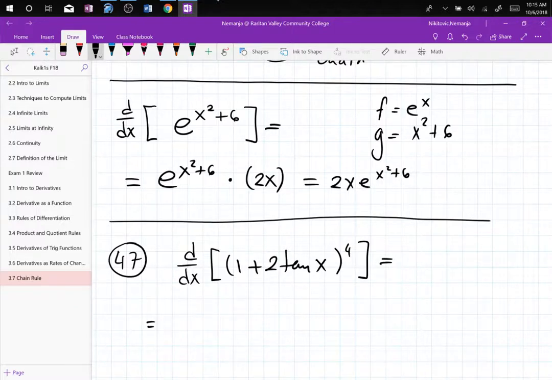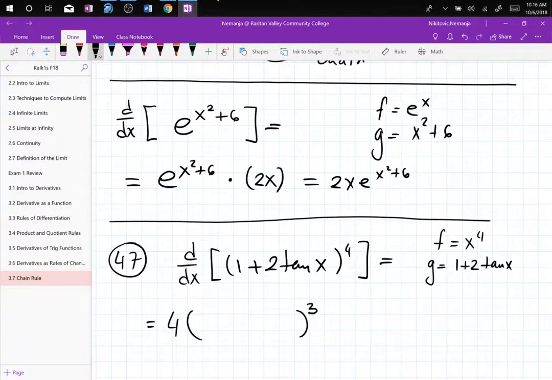What is f? x to the fourth. Perfect. What is g? 1 plus 2 tan x. Everything else, yeah. So we have 4x cubed. But as you can see, I didn't put x, I put space for the entire g in there. So 4x cubed, and then times the derivative of the inside.